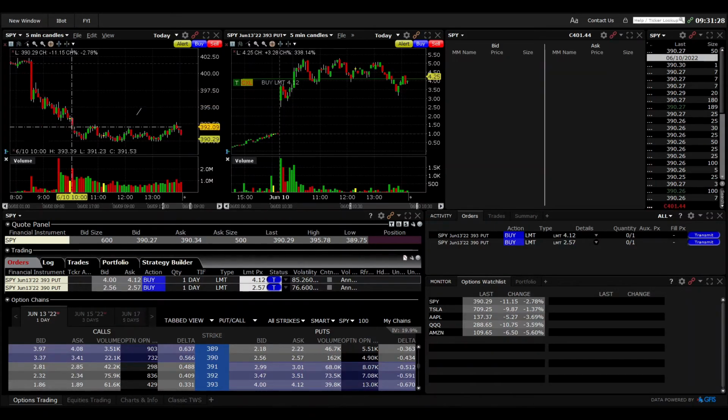So it printed. It didn't even get in the money until later in the day, but because it was trading close to the money, those contracts were able to go up very nicely.